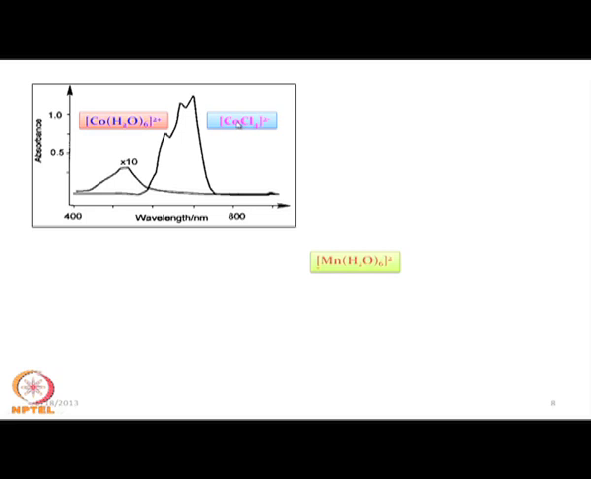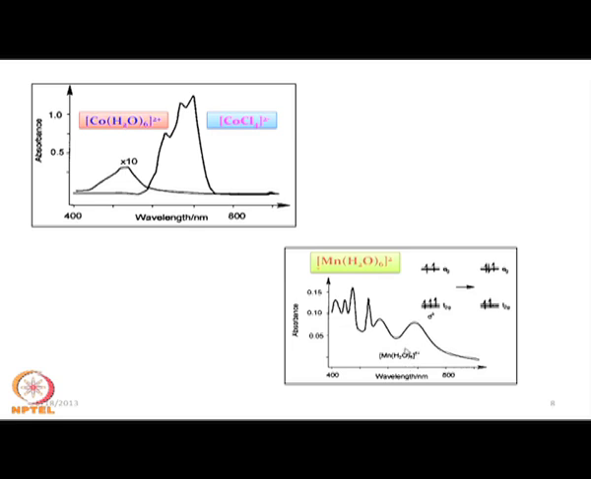So, this basically gives us some idea of how the corresponding lambda max and epsilon max will change if we go from one compound to the other. In this particular case, we have multiple absorptions for this highly concentrated manganese hexa-aqua compound, and we have multiple absorptions in the very low wavelength region, that means in the UV region also.